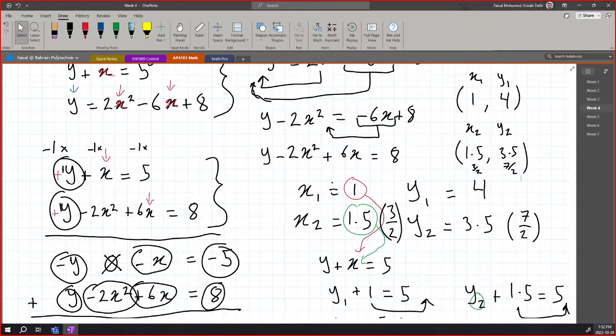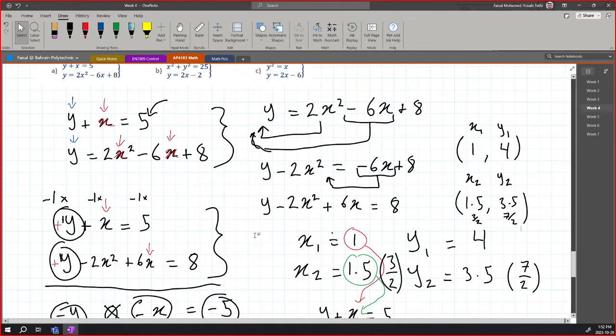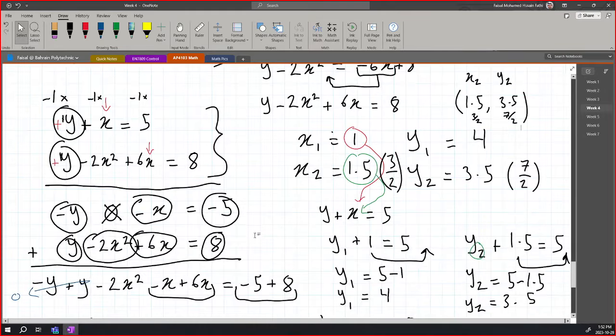Okay, I will do part B, because part B has a bit of a trick to it. It's not complicated, you just have to follow steps, you have to follow the procedure. In terms of simultaneous equations, it's exactly the same. You're doing the exact same thing.